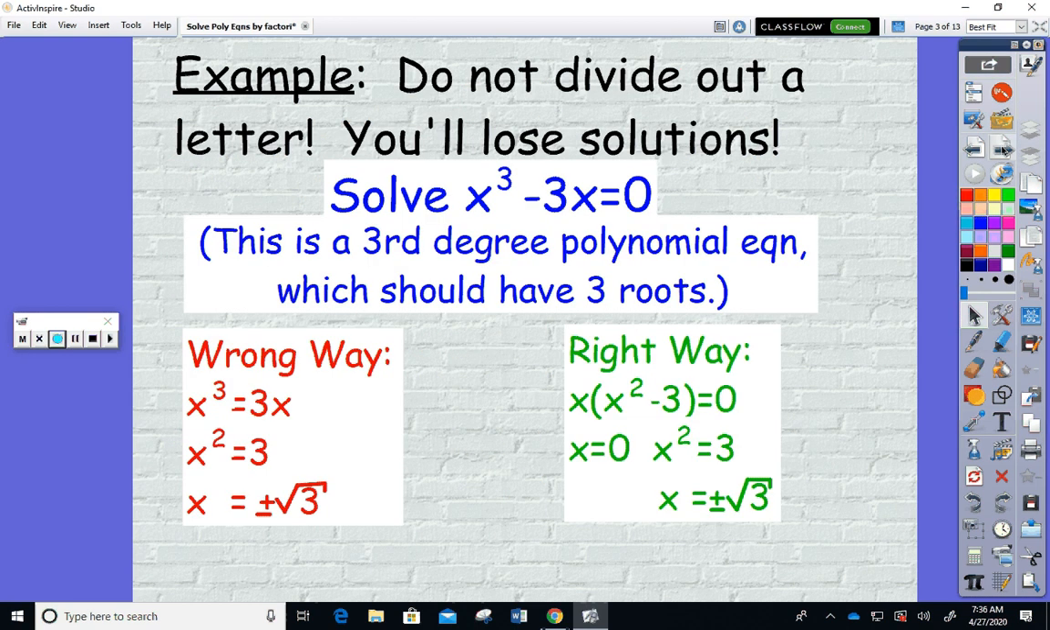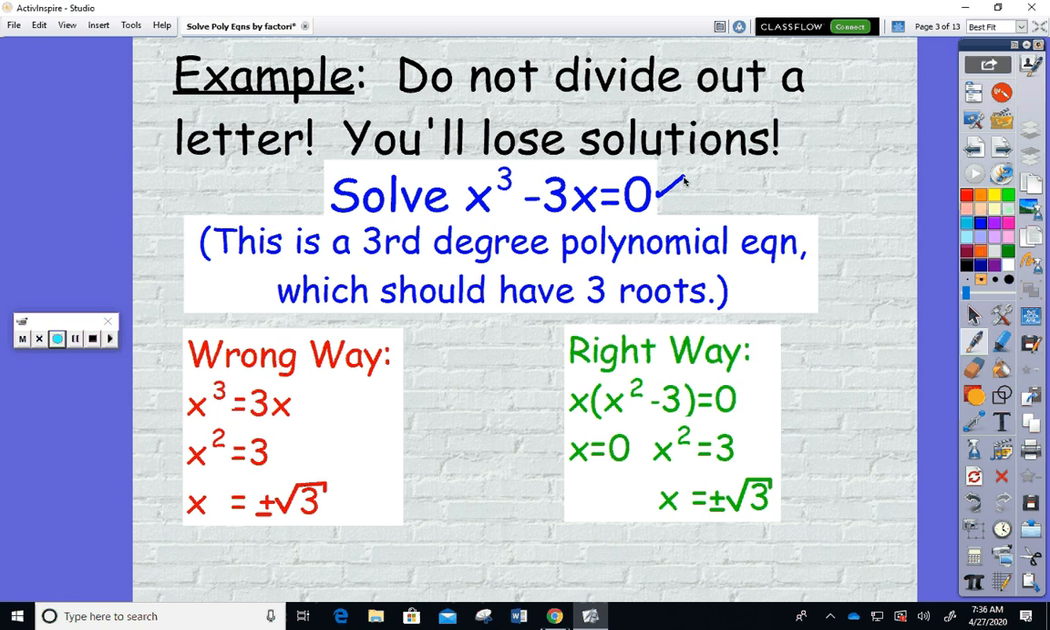Alright, so I mentioned that you should never ever divide out a letter. You can always divide out numbers if you want to make the whole equation seem simpler, but don't divide out letters. So some people might see the equation I have here in blue. Solve x cubed minus 3x equal to 0. Well, number one, it already has everything on the left with 0 on the right, and that's what you're supposed to do with it. But sometimes people start doing what you see in red, which is incorrect.